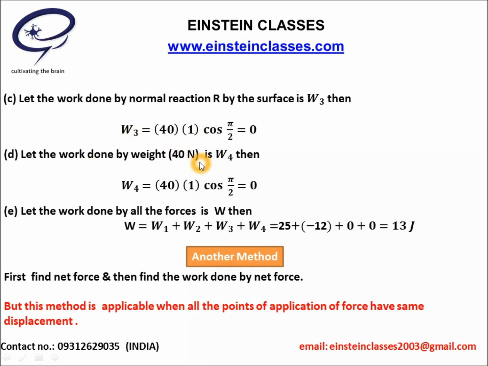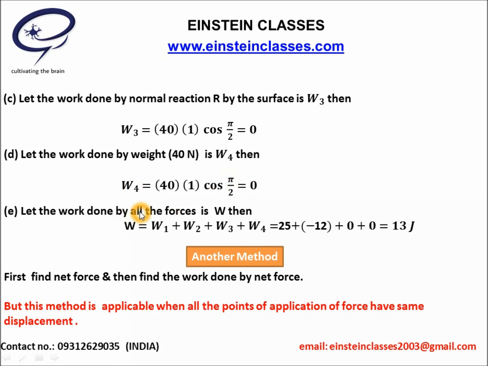Now we have to find the work done by the weight, 40 Newton. Let the work done be W4. Again, the angle between the force and the displacement is 90 degree, because the displacement is towards right and mg is acting vertically downward. That means W4 will be equal to force mg into magnitude of displacement 1 into cos pi by 2. As the value of cos pi by 2 is 0, the value of W4 equals 0.